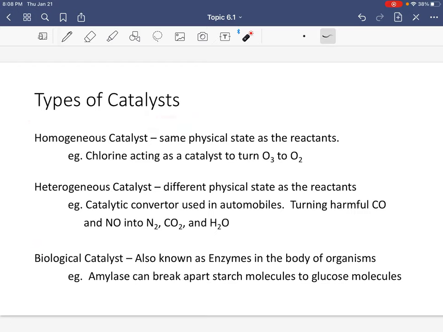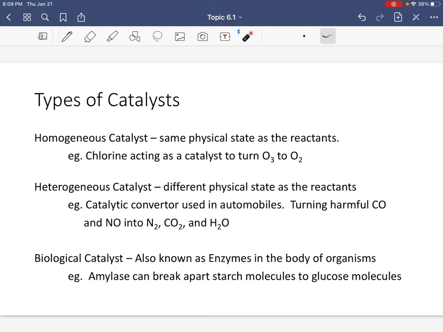So, type of catalyst. There are catalysts which are homogeneous, depending how you want to say it. What that means is that this catalyst has the same state, solid, liquid, or gas, as the reactant. Here I have ozone reacting to become oxygen gas. To do that, you need a catalyst, which is chlorine gas. Look, they're all gas. That's why they're homogeneous.